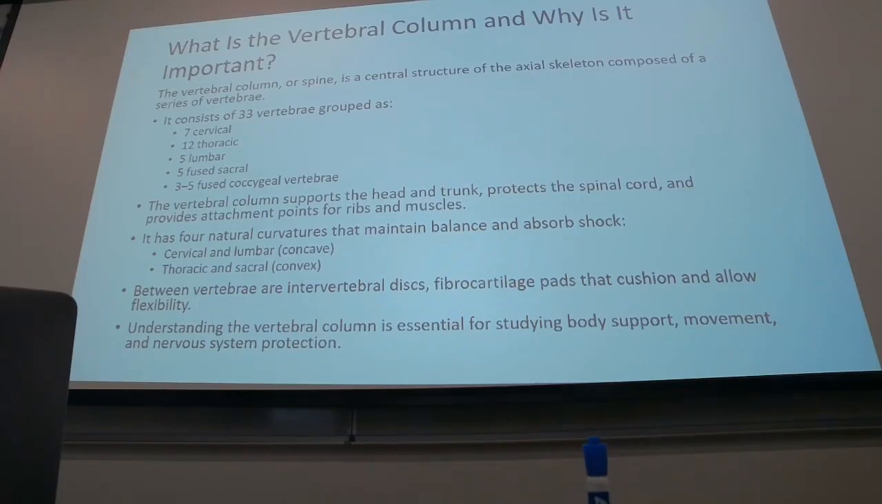Why do we have these convexities in the thoracic and sacral area? Why are we born with this? Well, because the space in the uterus is limited, so you have to fold like this. So we have convexity, convexity.